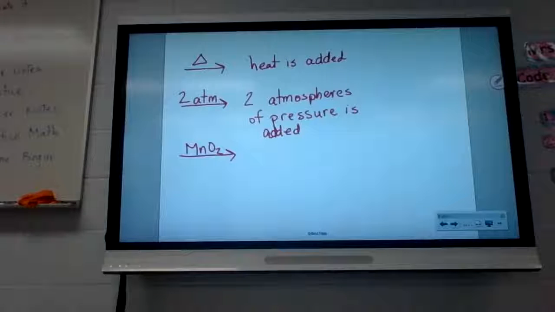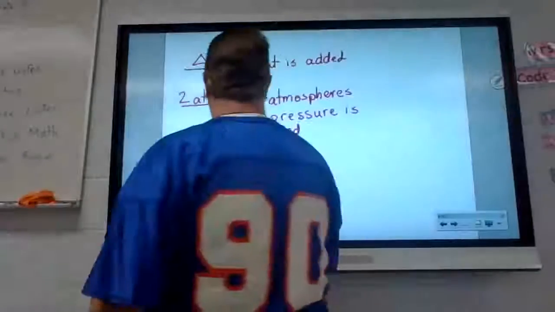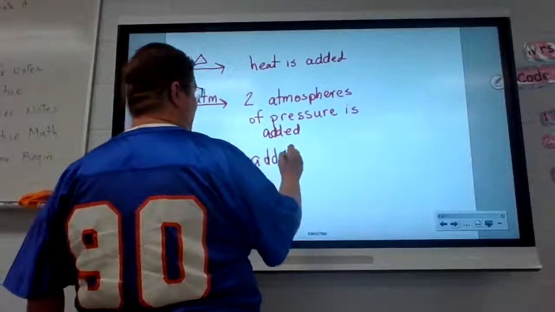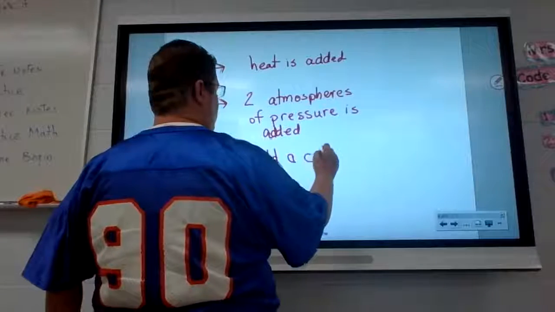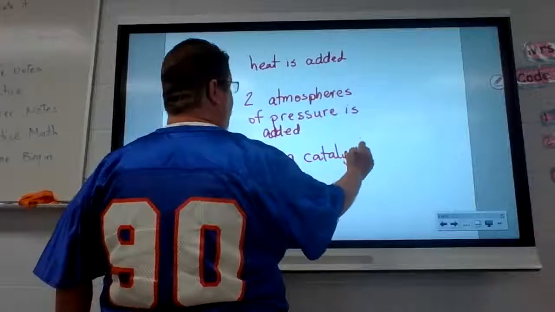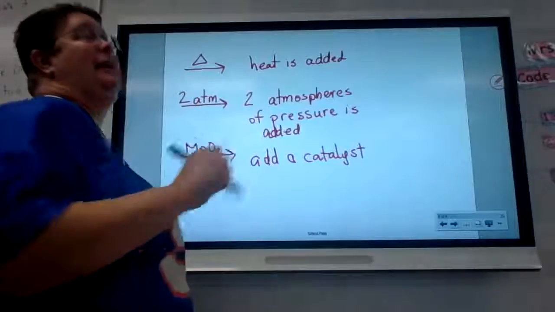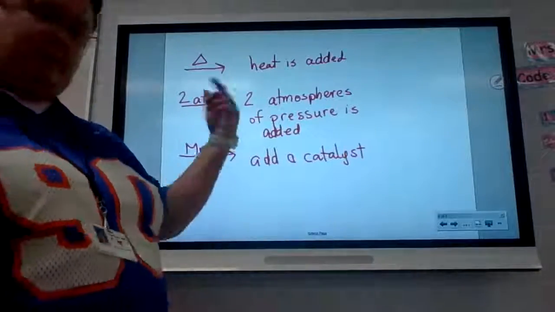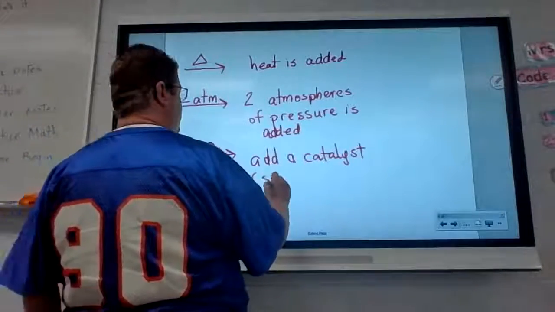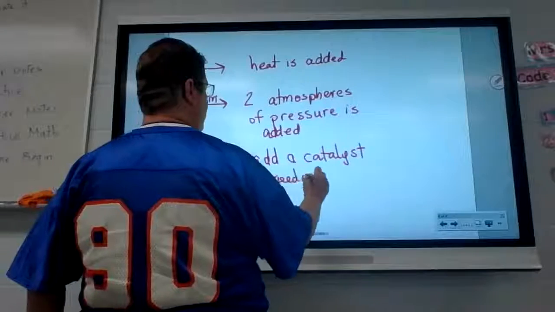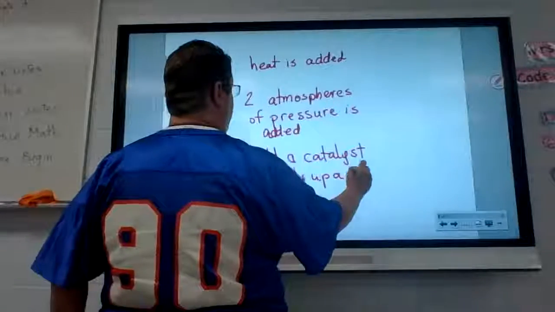So if we need to get a reaction to occur with more pressure, we'll write the amount of pressure on top of the arrow. Now, the last one is one you probably remember from biology class. If you add a catalyst, we often write it on the arrow. What's a catalyst again? What's it do? Speed up reaction. There you go. Very good, Xavier.